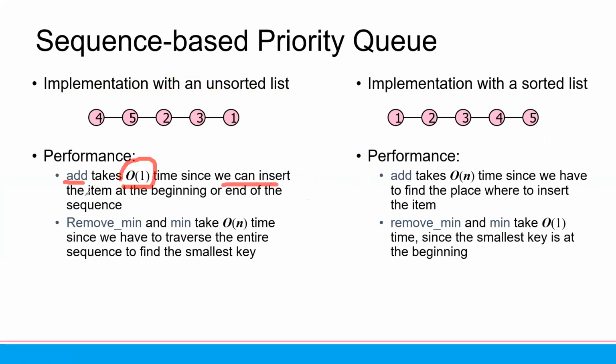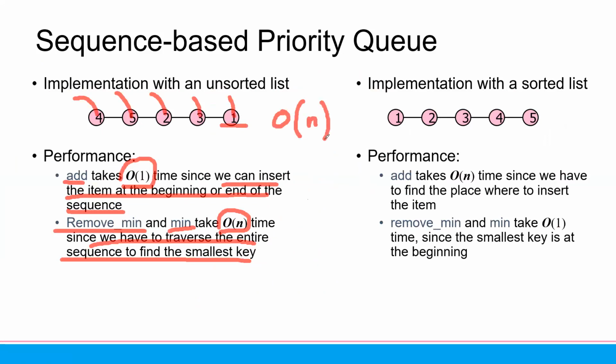Because we can insert the item at the beginning or the end of the sequence, it is one operation. But whenever we want to remove it, or I want to check the minimum, then it will take O(n), since we have to traverse the entire sequence to find the smallest key. So I need to check where the minimum one is. Okay, the minimum is at the end. So I need to go from the first, check. Okay, this is the small item. So the big O, the worst case, is O(n).